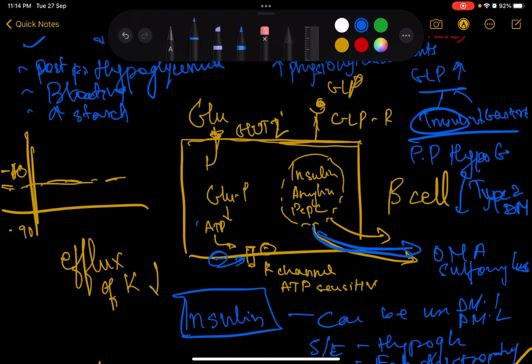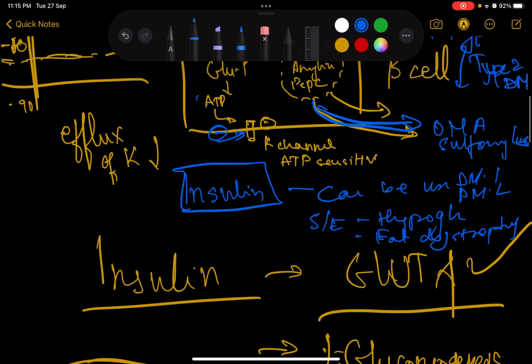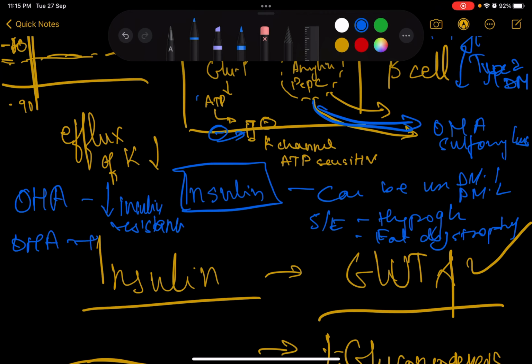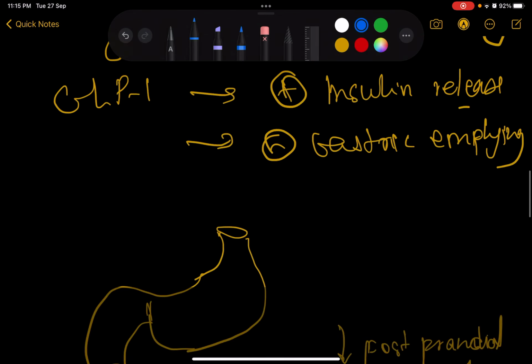Okay, so sulfonylurea is one. Now there's another oral hypoglycemic agent that decreases the insulin resistance. And then we have an OHA that blocks gluconeogenesis. So we'll go into those OHAs, oral hypoglycemic agents, individually. For now, let's keep this much in mind and let this be the first part of the lecture.